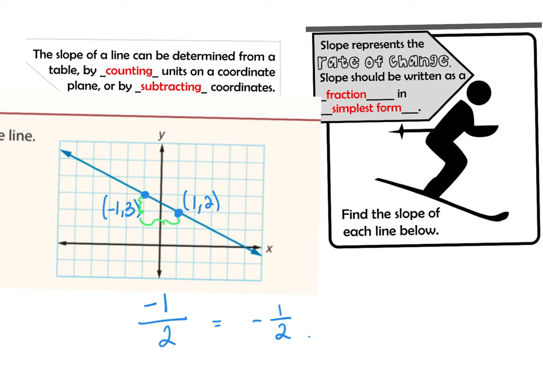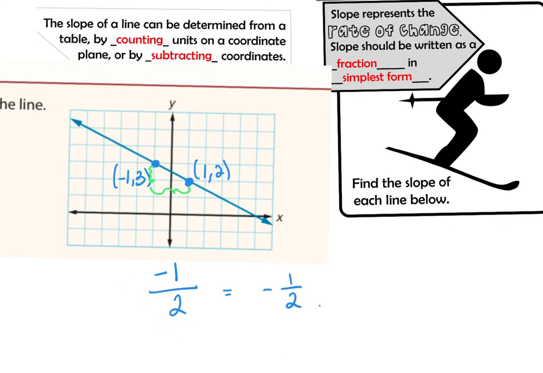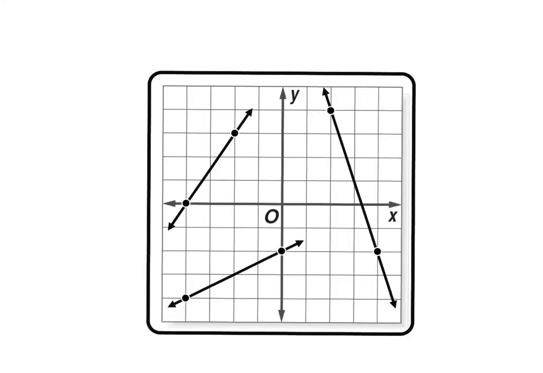Even if I had started at the right point and gone to the left point, it would be the same. If I started at this right point, I would have gone up 1, which would have been +1, and then I would have gone left 2, which would have been -2. +1 over -2, or -1 over +2, equals -1/2. Remember, a positive divided by a negative is a negative. So my slope here is -1/2. Go ahead and try those 3 lines. Find the slope of those 3 lines.